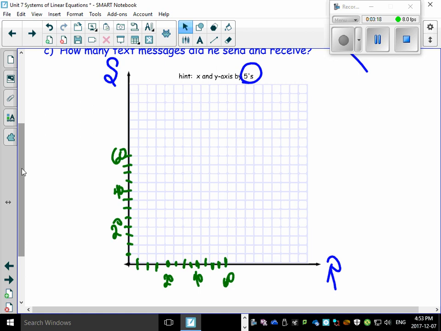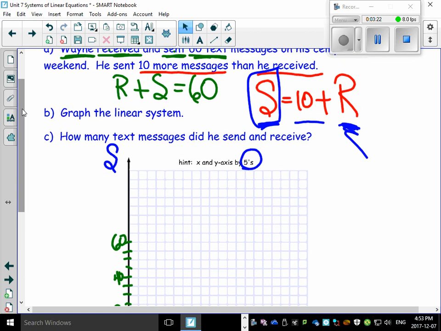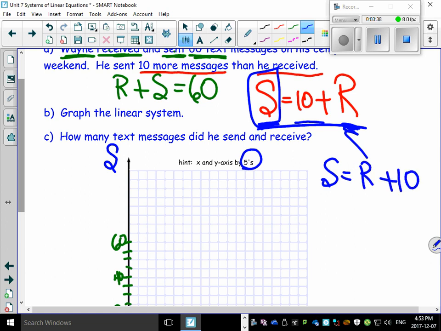Now, what I'm going to do here then is I want to look at this particular graph and say, okay, which one of these things am I going to do first? Let's do the y equals mx plus b first. Here's S equals, and I'm going to rewrite it like y equals mx plus b. So here's my R plus 10, which means, look at that.